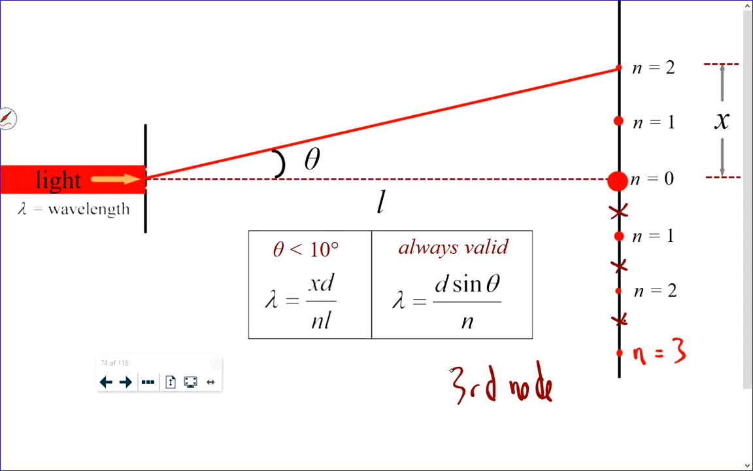So what do you use for N? It depends on what you used for X. Theta is the angle between the straight perpendicular distance to the screen and the line of light you're talking about.